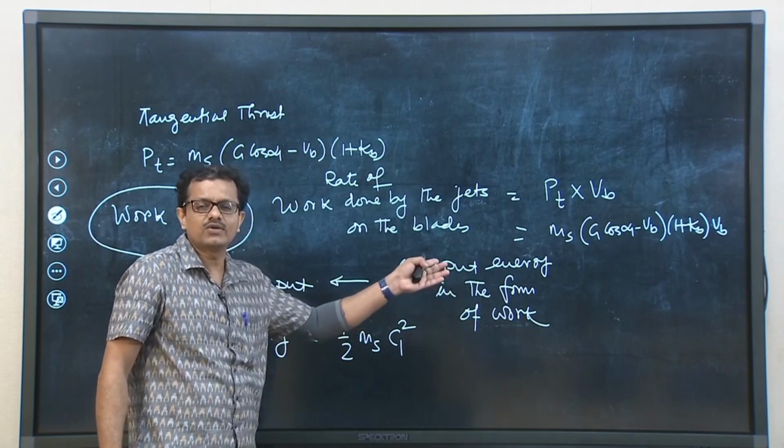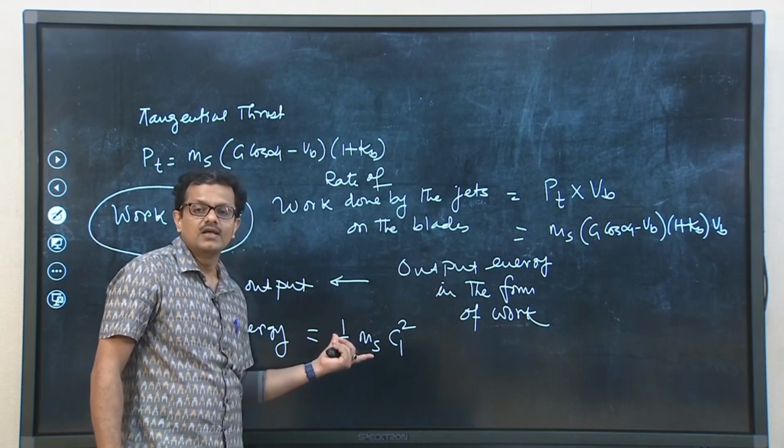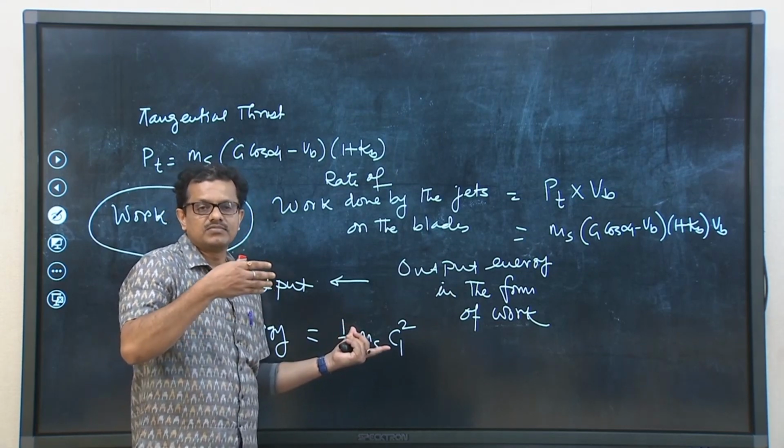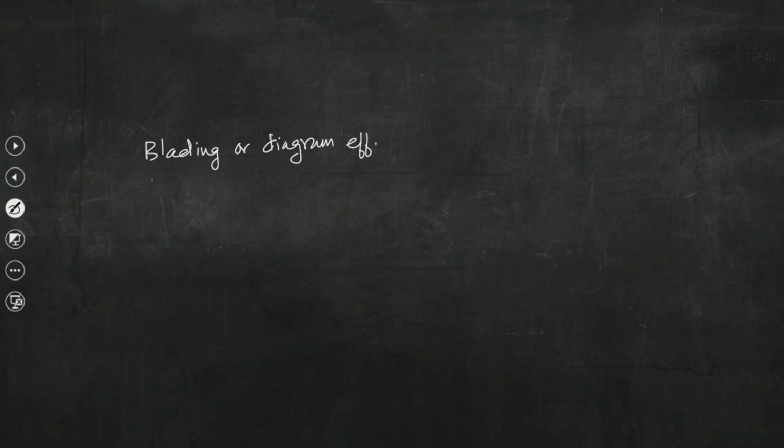So, certainly work that we are going to get at the shaft of the turbine should not be equal to the input energy that we are supplying through the steam jets. So, we can estimate the efficiency, and that efficiency is known as blading efficiency or diagram efficiency. So, blading or diagram efficiency, this is called eta B, or if it is diagram efficiency eta B, eta D.